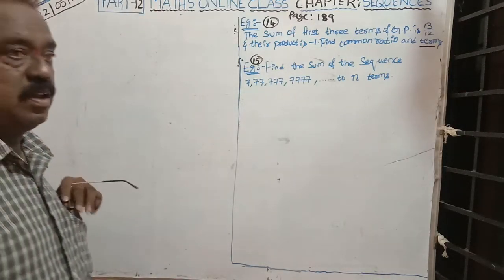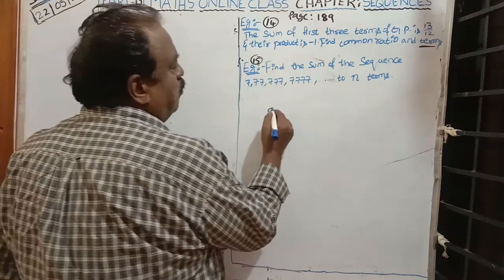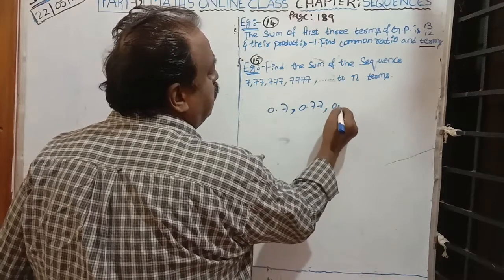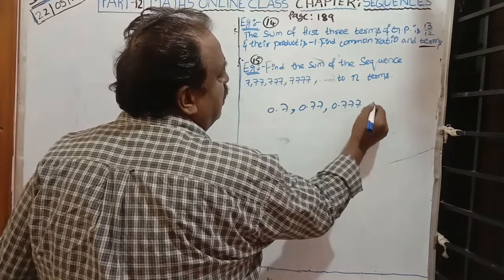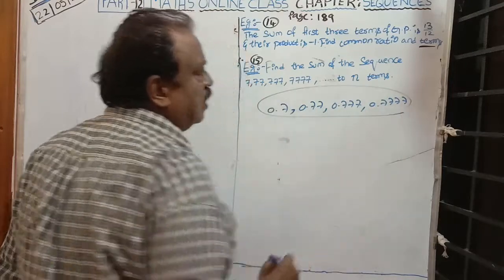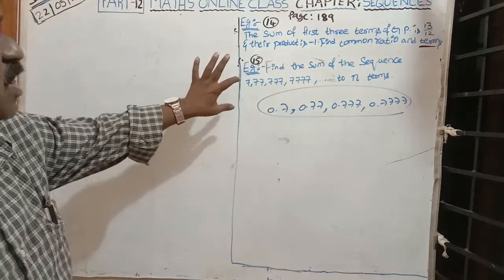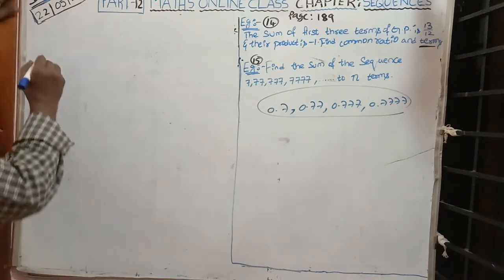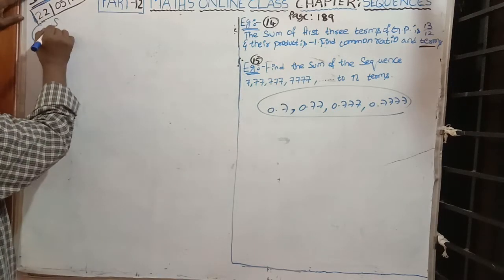One problem is there: 0.7 comma 0.77 comma 0.777 is there. A problem is also there. I was confused with that one, but it is correct. Find the sum of the sequences 7 comma. It is a solution.